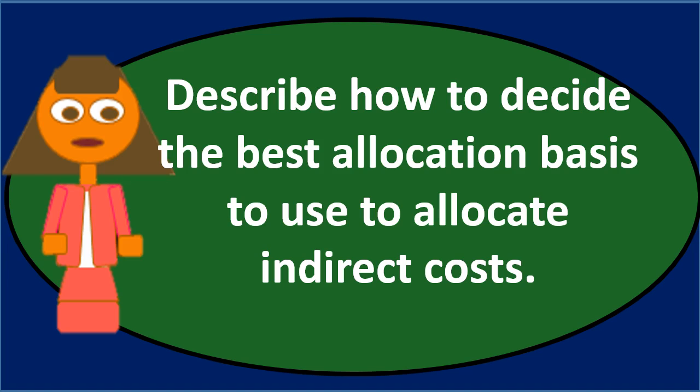In this discussion, we will discuss the discussion question of describe how to decide the best allocation basis to use to allocate indirect costs. When we see a discussion question like this or an essay question like this, our goal typically is to write more rather than less in order to pick up as many points as possible.